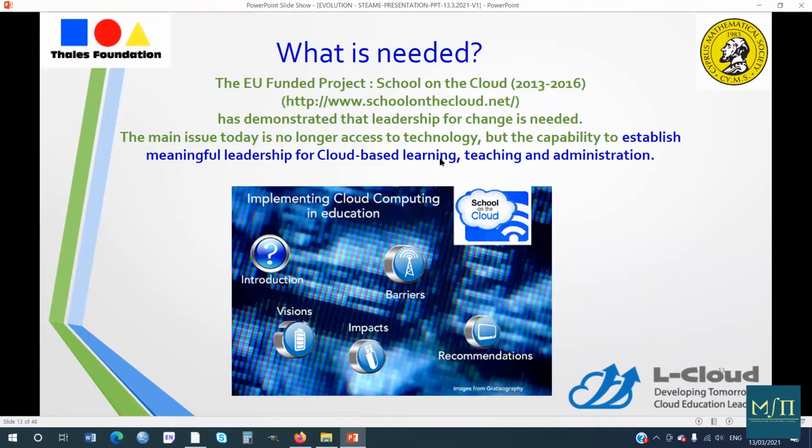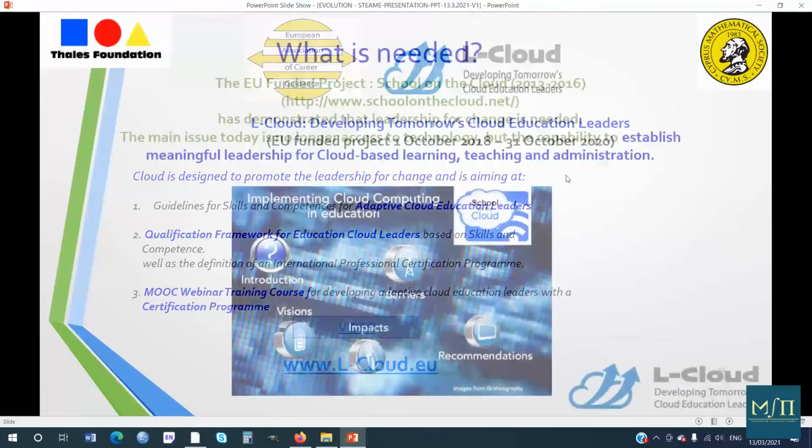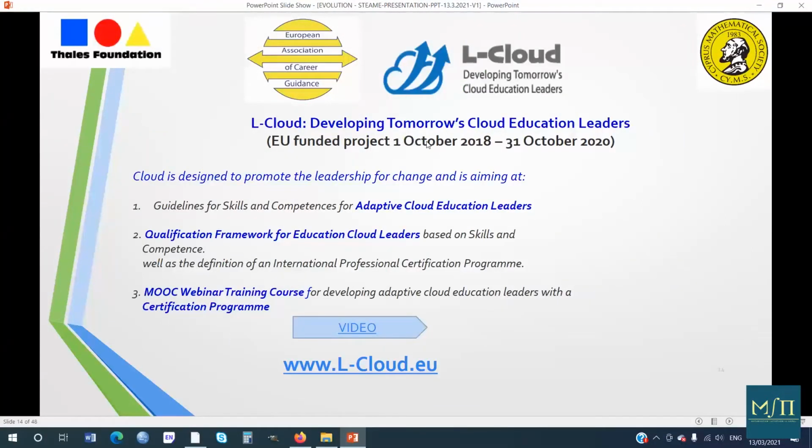So the schools in the future will be cloud-based in the sense that all the learning material will be on cloud. So we needed another project in order to develop or discover the necessary competences for teachers in order to be adaptable to change. And so then we had this project that was also funded by the European Commission that ended last October, very recently, where we developed a qualification framework for education cloud leaders. That's your teachers, your school principals, etc. We developed a training course for them, how to become adaptable to change, and a certification program.